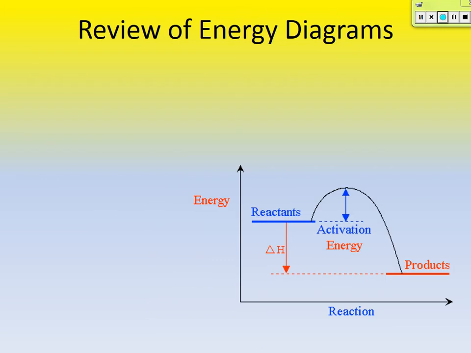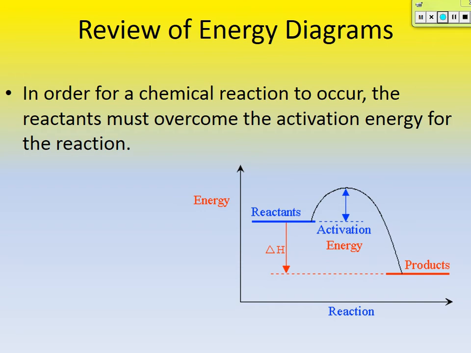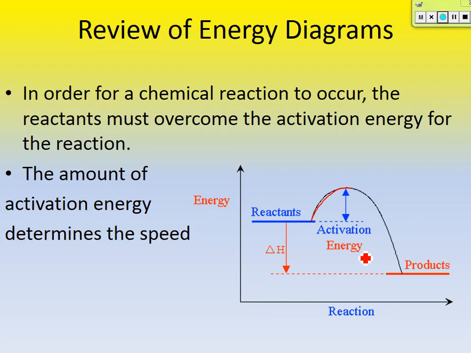Okay, we're going to review energy diagrams in the next few slides. In order for a chemical reaction to occur, the reactants must overcome this hill. This hill represents the activation energy. Now, the amount of the activation energy determines the speed of the chemical reaction. So how high that hill is really determines how fast the reaction will occur.